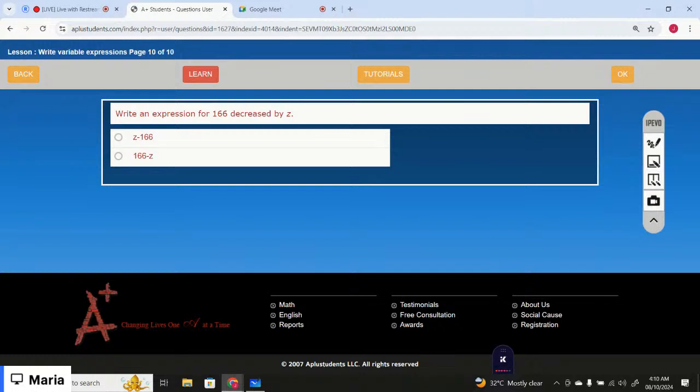Write an expression for 166 decreased by z. So which is the correct option?